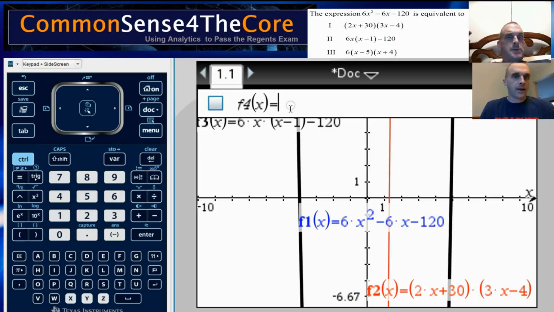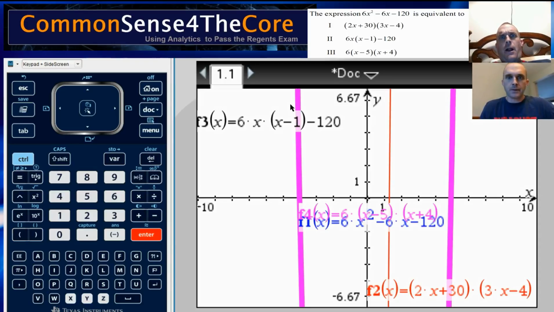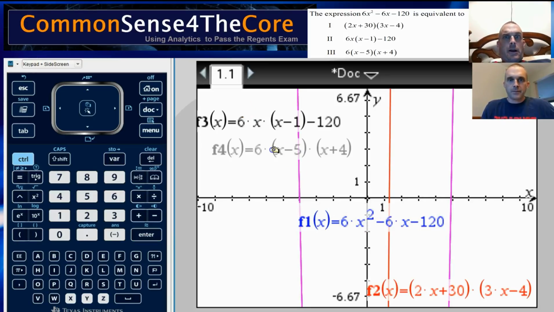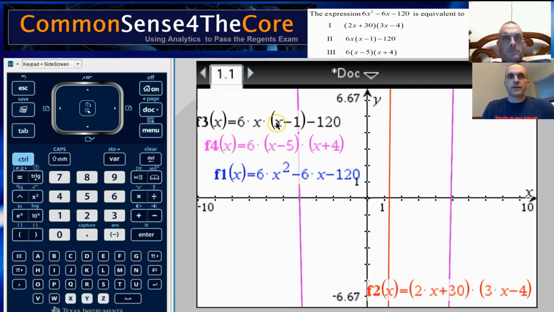I'm now going to test my last one, which is 6 times x minus 5 times x plus 4. And I see that that also traces right over it. So the last two factored polynomials are equivalent to the first one. Specifically, 6x times x minus 1 minus 120, and 6 times x minus 5 times x plus 4.